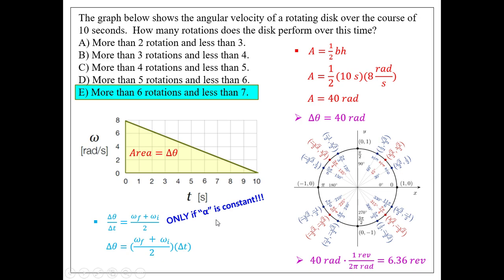And here the change in time is 10 seconds because the problem wants us to go all the way to 10 seconds. So if you plug and check, omega f is 0, omega i is 8, 8 divided by 2 is 4, 4 times 10 is 40. As you can see, the angular displacement is 40 rads, but you need to convert 40 rads to revs, which is already done for you. So here are just different strategies if you want to use kinematics rather than just analyzing a graph with the area provided for you.